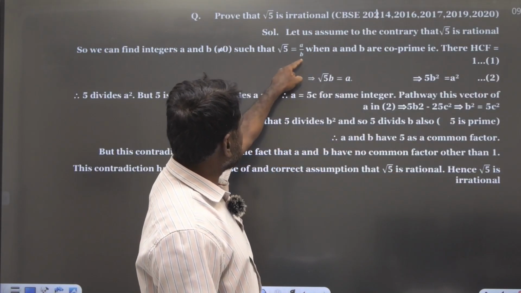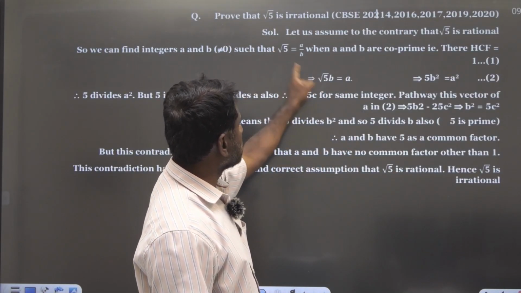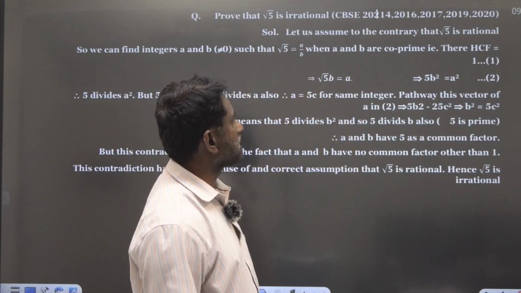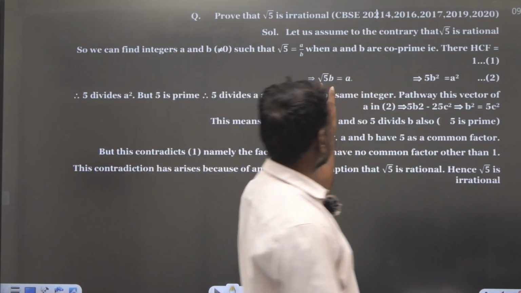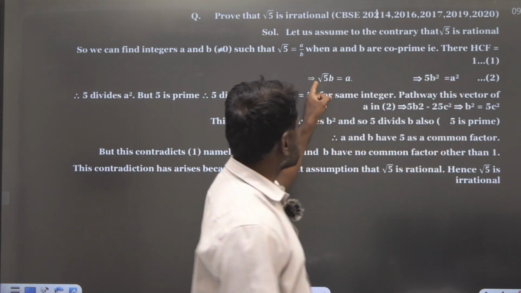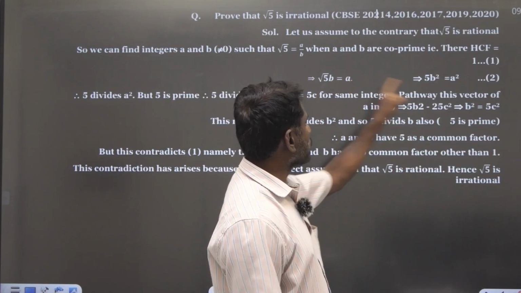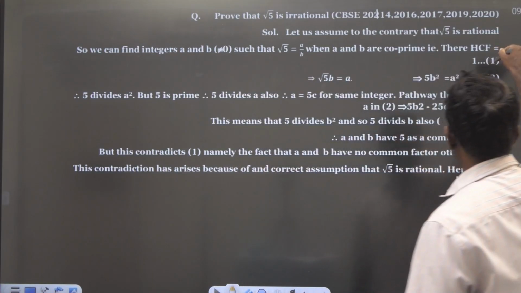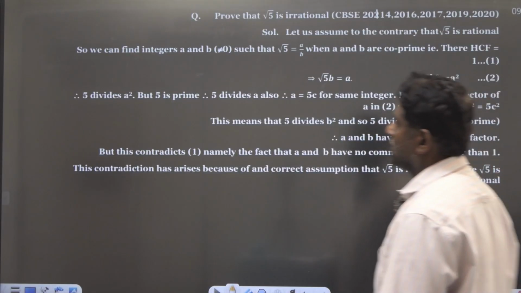So we take b to the left hand side: root 5 b is equal to a. Squaring both sides, root 5 b whole squared is equal to a square. Square of root 5 is 5, so 5b square is equal to a square. Take this as equation 2. This is equation 1, this is equation 2.